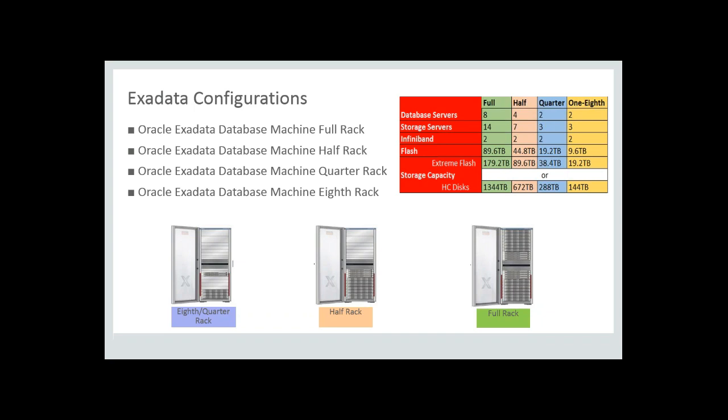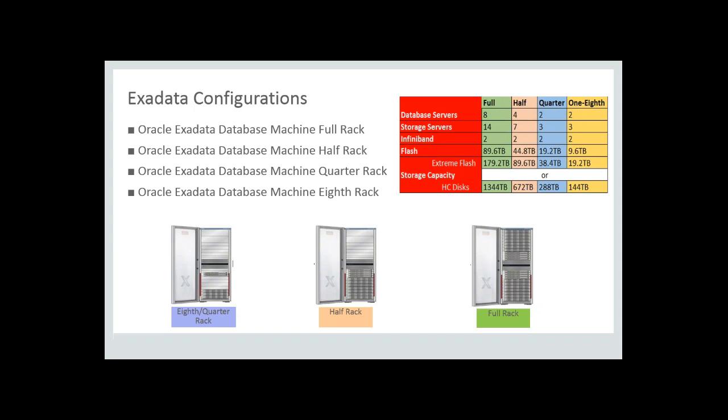So what I was saying earlier, suppose you buy a quarter rack machine. So you get 2 database servers and 3 storage servers. Till X4, what was the restriction? I can buy a quarter rack and, if I want to upgrade, I can upgrade it to a half rack machine. Or if I am buying a half rack machine, I can upgrade it only to a full rack machine. There is nothing in between half and full. That means if you are buying a half rack machine, 4 database servers will be there and 7 storage servers will be there.